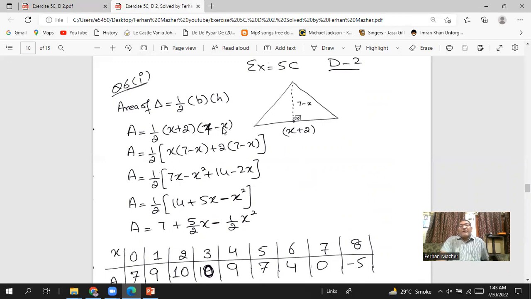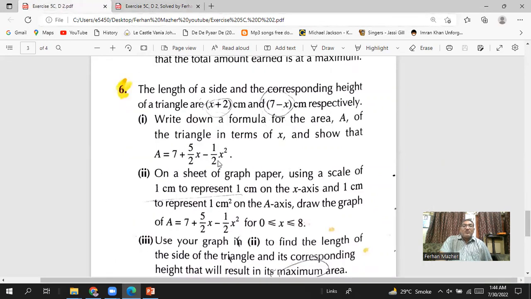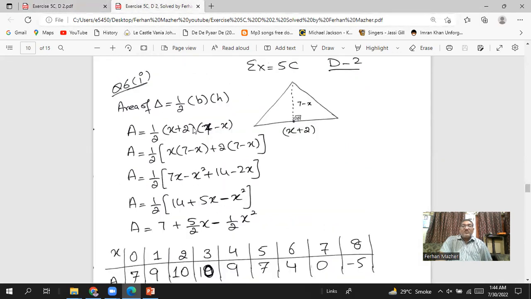So this x will multiply with this bracket. Then this plus 2 will multiply with this bracket. So you will have 7x minus x squared plus 14 minus 2x. So it will be 14 plus 5x and minus x squared. So I will put this 2 under all of them. So 14 divided by 2 will be 7, 5 by 2 into x, and this will be minus x squared divided by 2. So this was the expression which they asked us to deduce. Okay, so we have shown it and we have also found this expression.